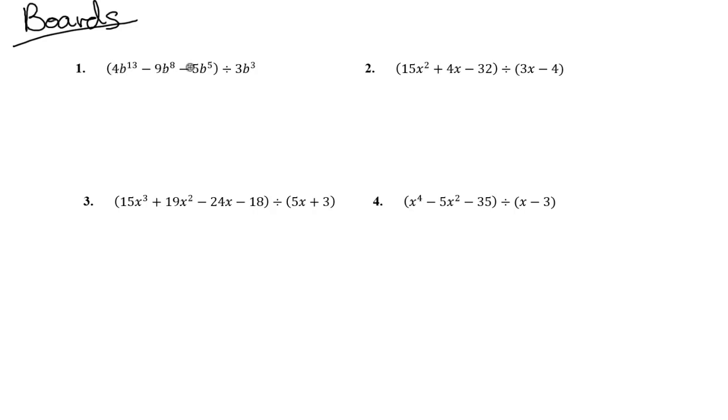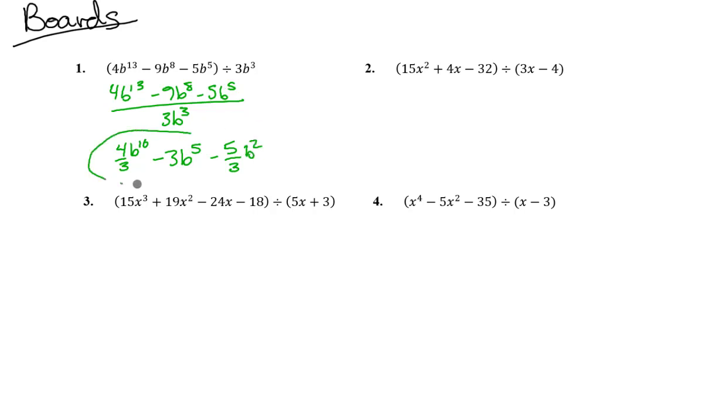Welcome back. So the first one is with a monomial. That's a nice one. So we have 4b to the 13th minus 9b to the 8th minus 5b to the 5th, all divided by 3b cubed. So this right here is its own problem. 4b to the 13th over 3b cubed gives us 4 over 3. That doesn't simplify. b to the 10th, subtracting the exponents, minus 9 divided by 3 is 3. b to the 8 minus 3 is 5. And 5b to the 5th, again, that one does not simplify. 5/3 and b squared. There you go.